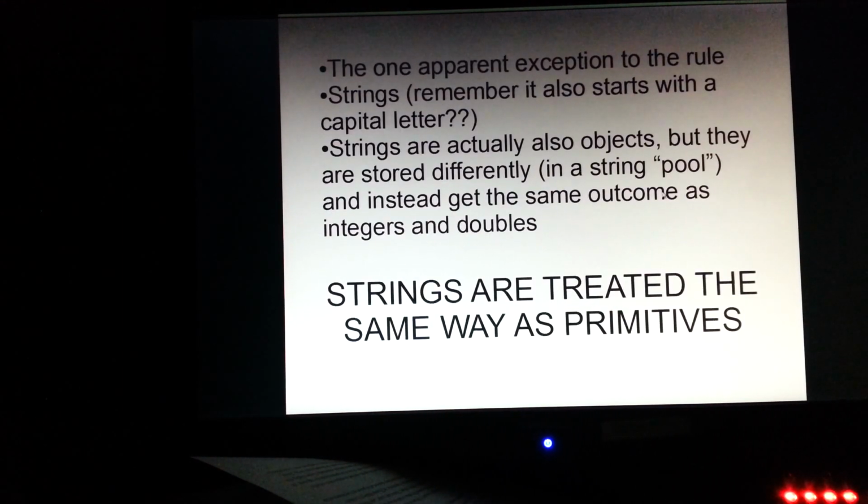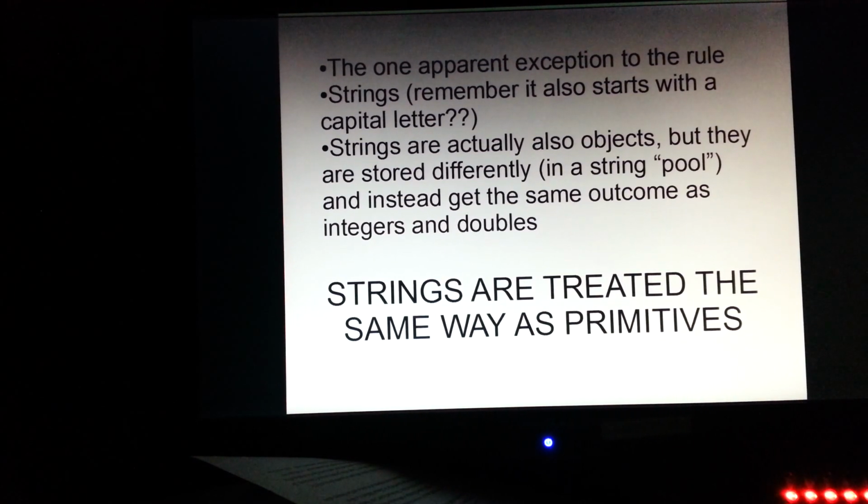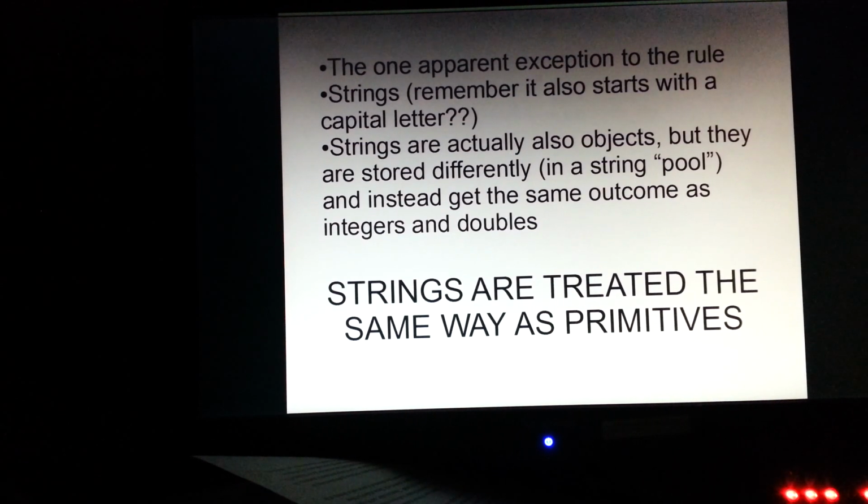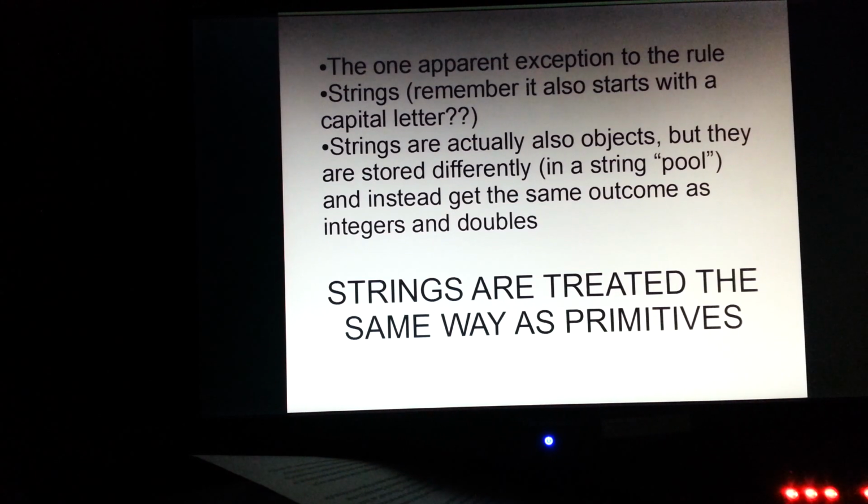So the last one, strings. What exactly happened? And we know that strings are objects because String is capitalized. But strings, as I think I've mentioned a little bit earlier, are treated slightly differently. And again, think memory conservation. They're objects, but they're stored in what's known as a string pool. And they have the same outcome as integers and doubles. So strings and primitives are passed by value. It makes a copy of it and sends it to the method.